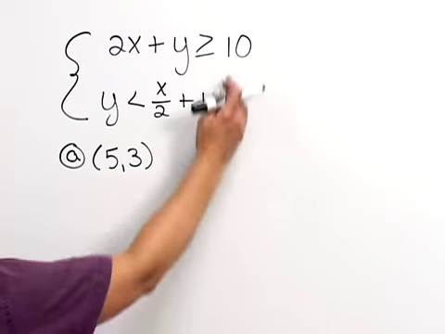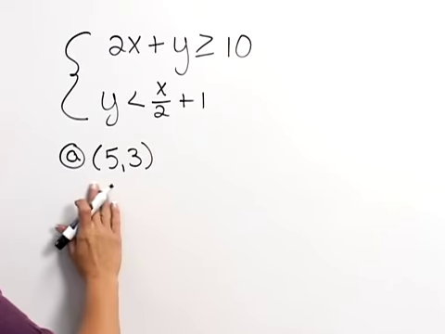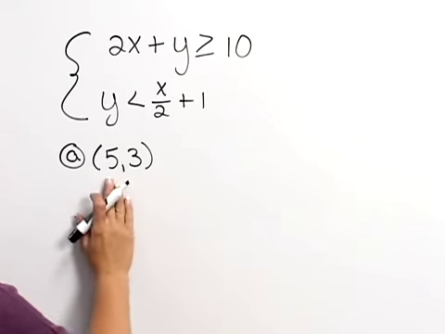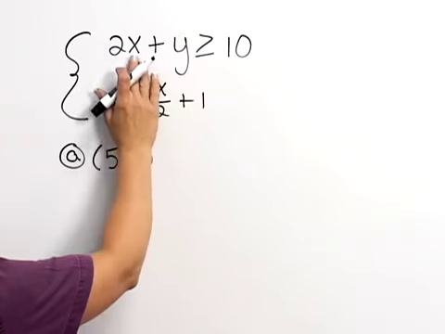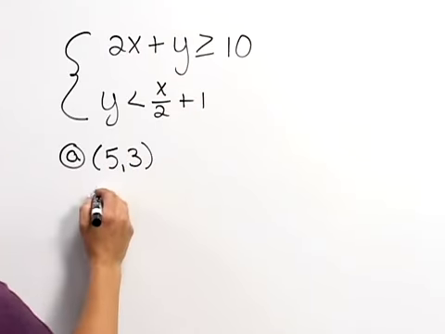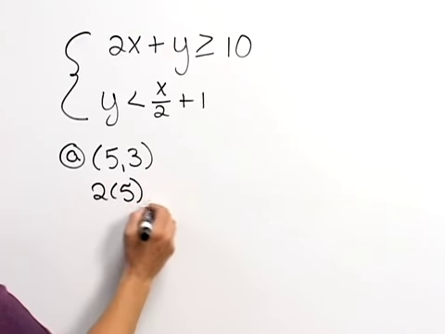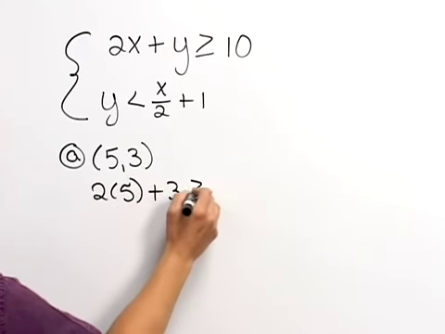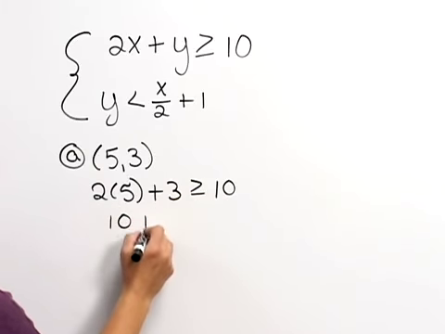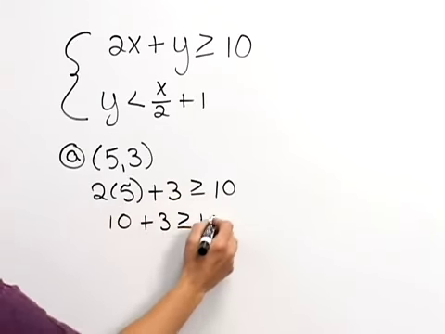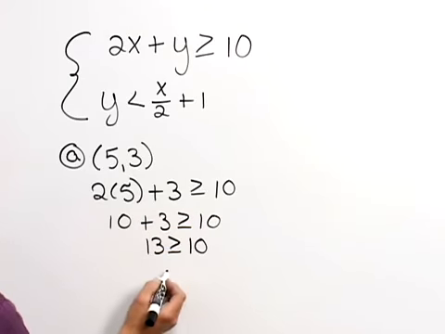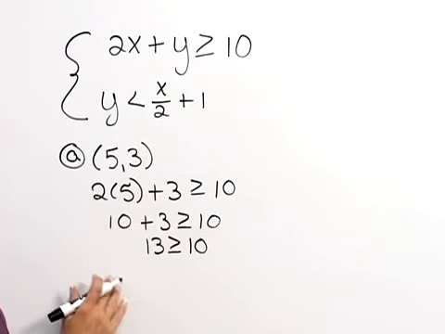In this particular problem, we have a system of inequalities, and we want to see if the point (5, 3) satisfies it. So we're going to take (5, 3) and replace the x and the y with them. That gives us, for our first inequality, 2 times 5 plus 3 greater than or equal to 10. 2 times 5 is 10. When you add that to 3, that gives you 13, which is greater than or equal to 10. So this point works in the first one.